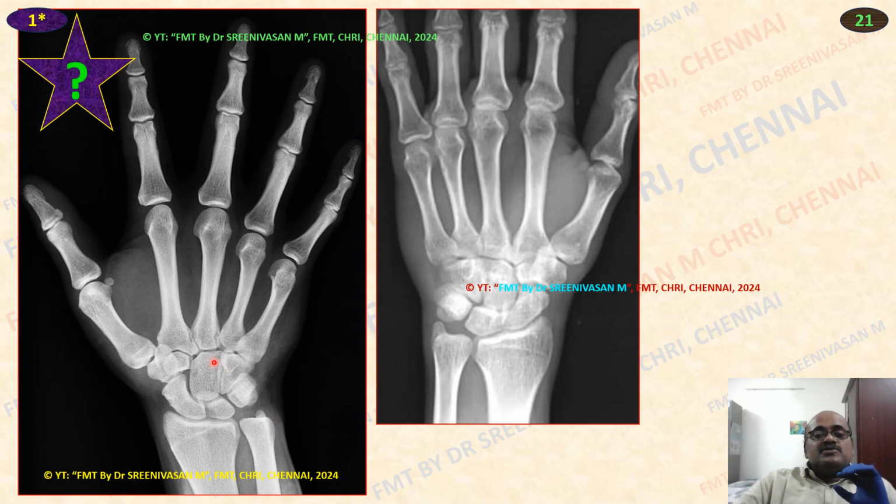So among the fusions, radius is the last one to fuse, that is 18 to 19 years. So age should be above 18 years. He could be 20 years, 30 years, but above 18 years should be the age. This is the pisiform, medially below the ulna, a circular shadow you have to look for.